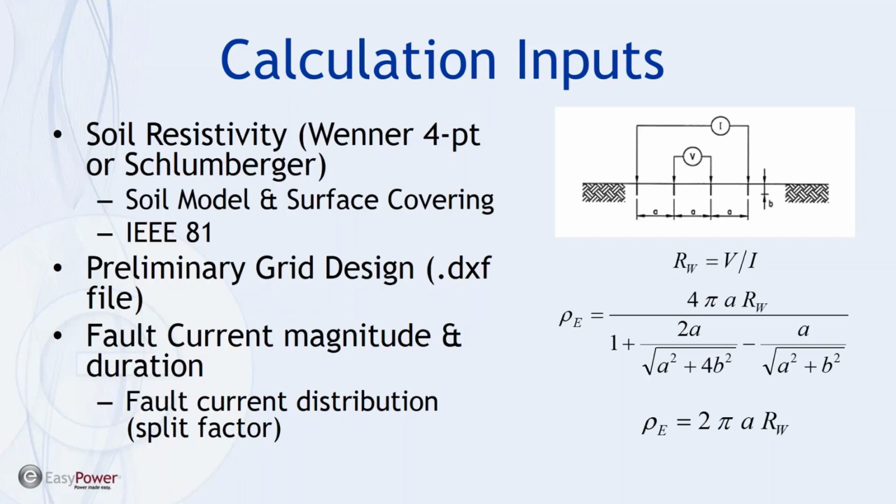Generally the soil model is gathered with Wenner 4-point testing, which I've shown in the equations to the right with the diagram, or the Schlumberger method. Once you've measured the resistance, you calculate the resistivity of each layer. There could easily be an entire webinar on this, so I won't dive deep into soil resistivity measurements and soil models right now, but these methods are outlined in IEEE 81, the guide for measuring earth resistivity, ground impedance, and earth surface potentials of a grounding system.